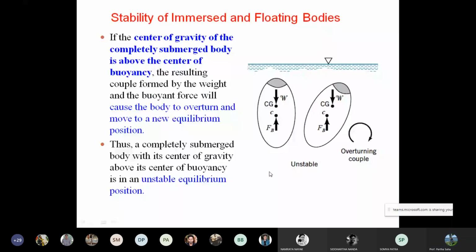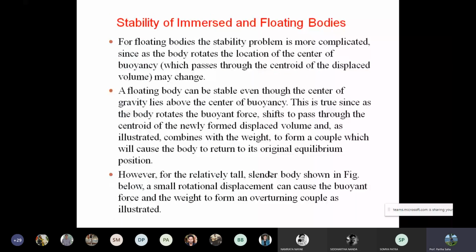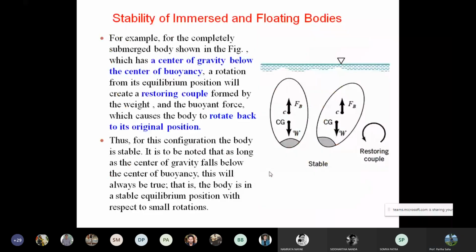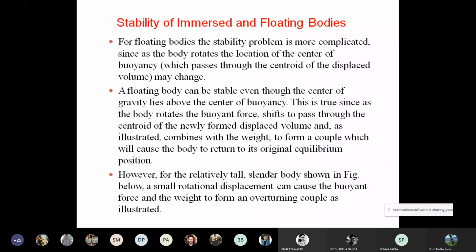Okay. For a floating body, the stability is more complicated. I was talking about a submerged body. This you can see, this is the submerged or immersed body. But for a floating body, the scenarios are different and more complicated. A floating body can be stable even though the center of gravity lies above the center of buoyancy. It's a fact. This is true since as the body rotates, the buoyant force has to shift through the center of the newly formed displaced volume.